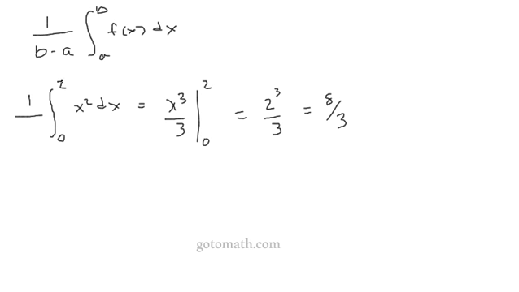Now, of course, let's not forget this piece here, which I actually did. This is 1 over 2 minus 0, which is a half, so we don't need to forget that, and we multiply that by a half, and this simplifies down. Let's see, that's going to be 4/3. 4/3.